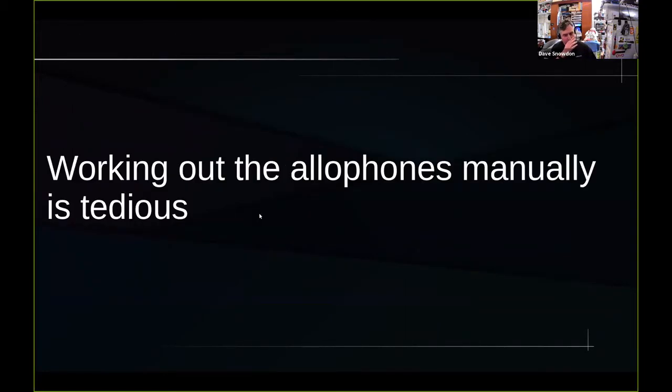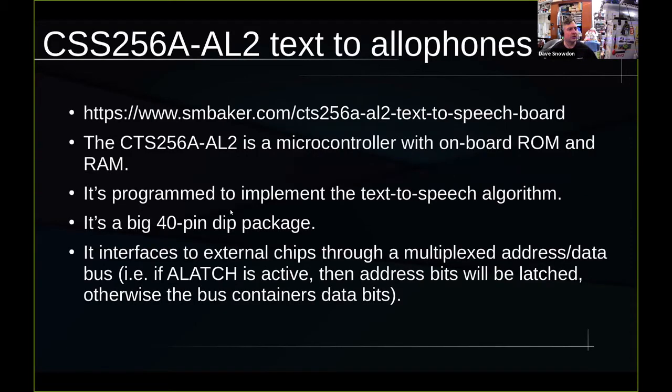Yeah, so you saw that Hello World example. That was about 10 allophones for 2 words. If you had a chunk of text, you can imagine it'd be fairly tedious to try and translate that. So I guess the obvious question to ask is, well, I'd rather not do that. Can something do it for me? And there are 2 ways. You can actually do it in hardware.